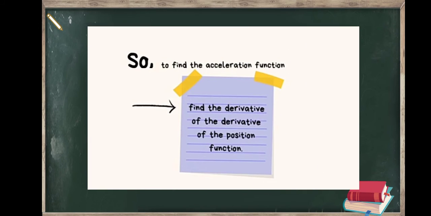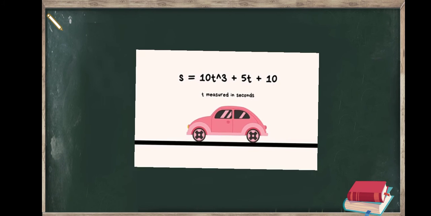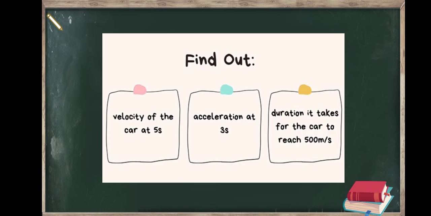So for example, the displacement in meters of a car moving in a straight line is given by this equation, where t is measured in seconds: s equals t raised to 3 plus 5t plus 10. We are to find first the velocity of the car at 5 seconds, next the acceleration at 3 seconds, and the duration it takes for the car to reach 500 meters per second.